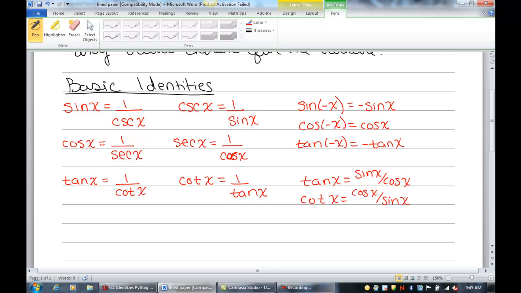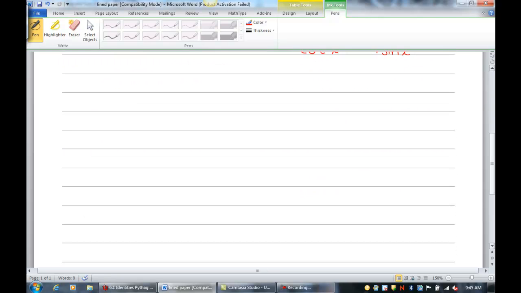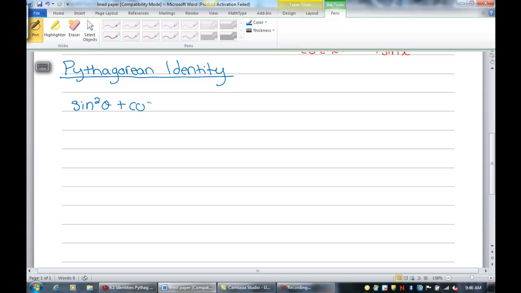Now, we do have one very important identity that we spoke about last year, and it was one that I told you guys you had to have memorized. That identity was called the Pythagorean identity. Our Pythagorean identity: sine squared theta plus cosine squared theta equals 1. Okay, so that is our Pythagorean identity.